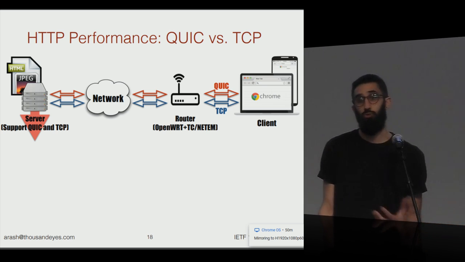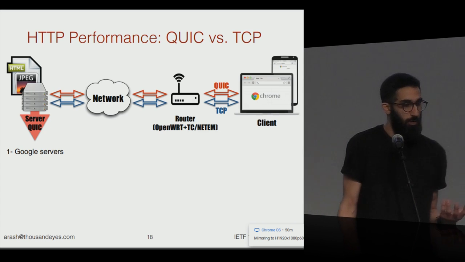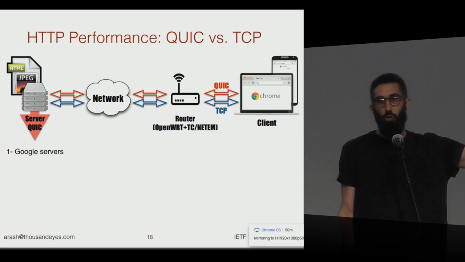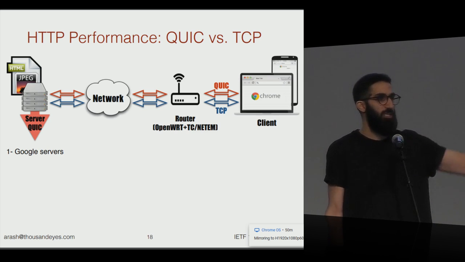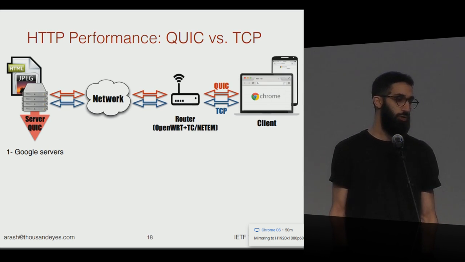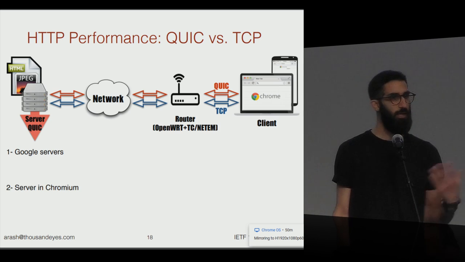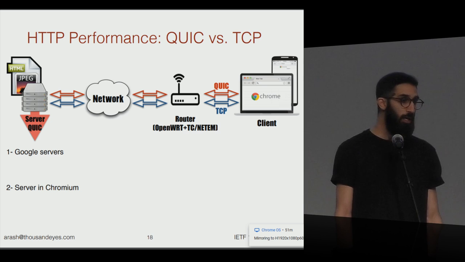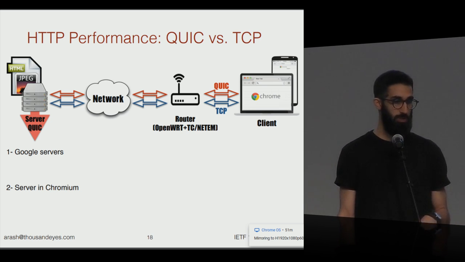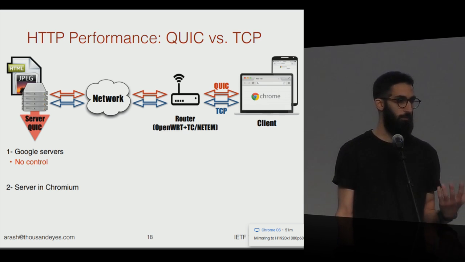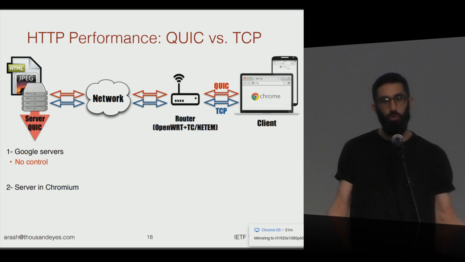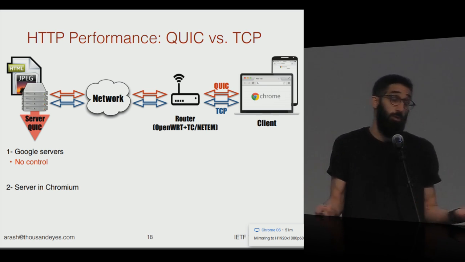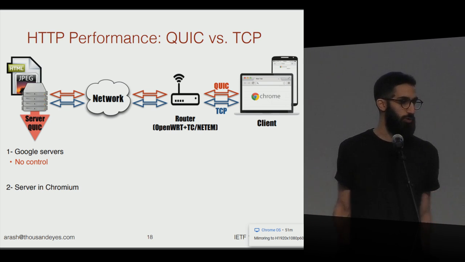Basically, our two real options were either to use Google servers, because Google at the time had QUIC, host our stuff on Google servers and run our tests against Google, or use a server that comes within the Chromium code base. The first option, Google servers, didn't really work for us, for the obvious reason that we had no control over it. If we wanted to change something in the server or get some logs from it, we couldn't, because we didn't own those servers.